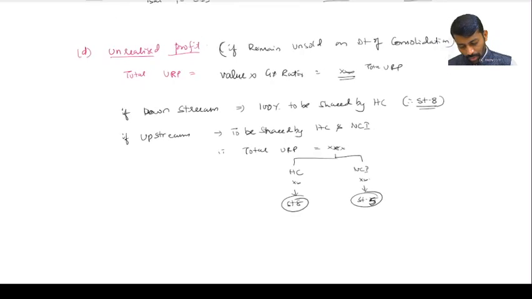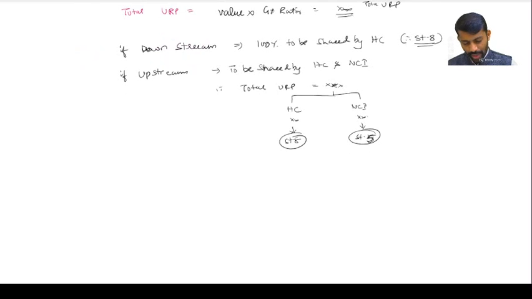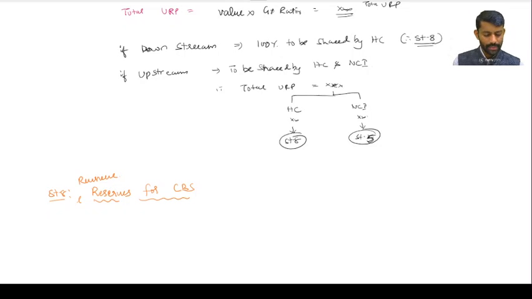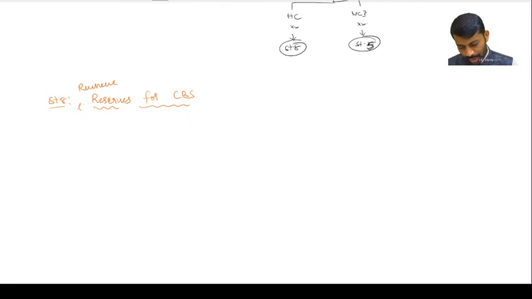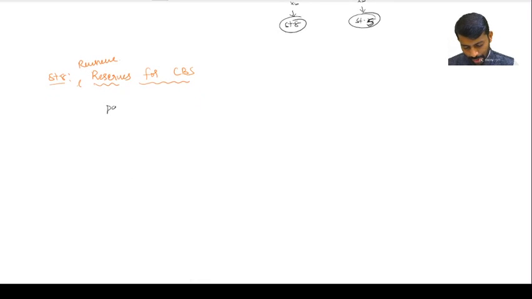Now let us go to the last step for our case of consolidation. The fundamental steps end with step number 8, reserves for CBS, the consolidated balance sheet. Here especially revenue reserves. Reserves for CBS, consolidated balance sheet. Correct? So here, particulars.